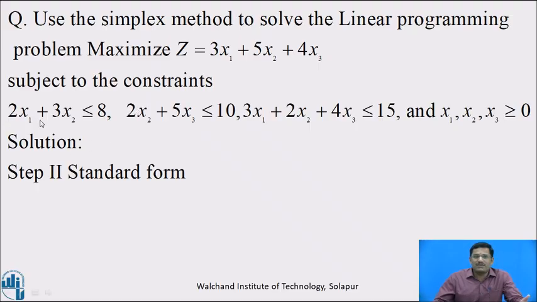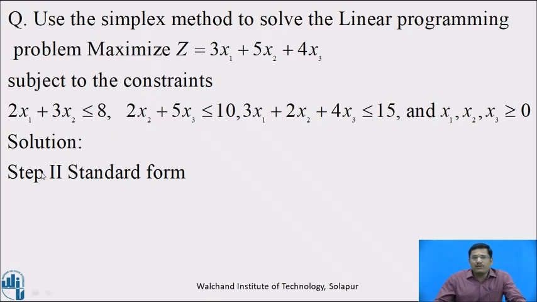In the first constraint, we can see that 8 is present, which is positive. In the second constraint, it is 10, which is also positive. For the third constraint, 15, which means we can say that all the right hand side constants present in the constraints are positive. So step number 1 is over.